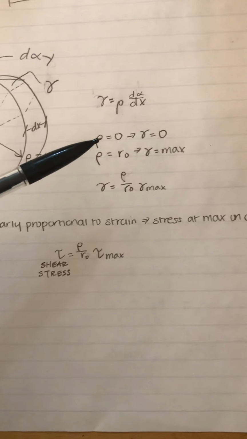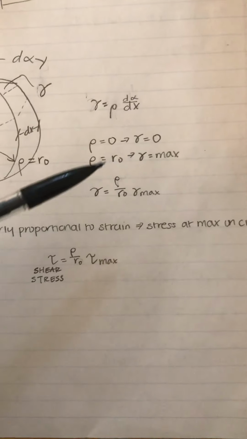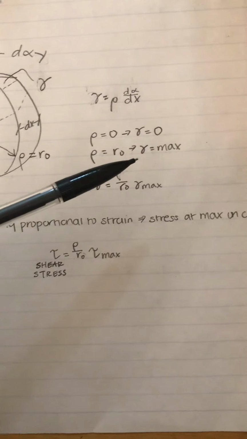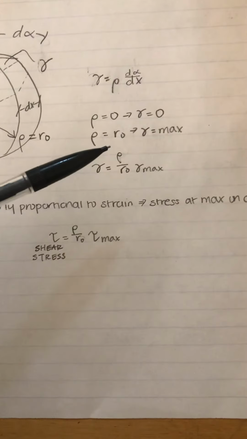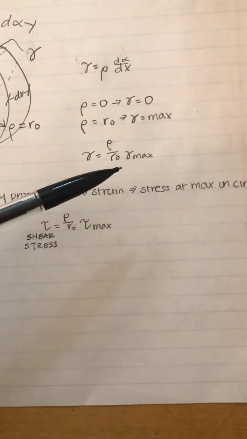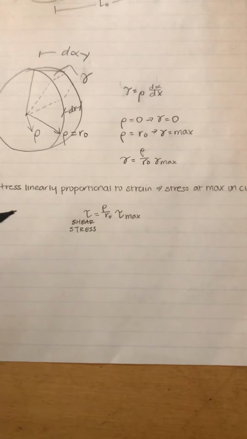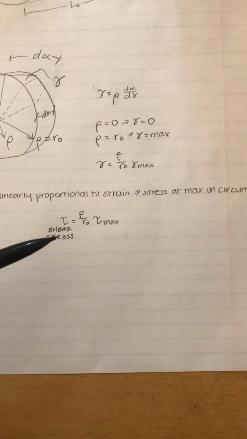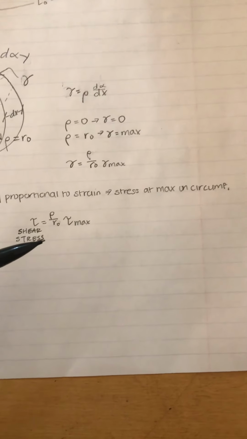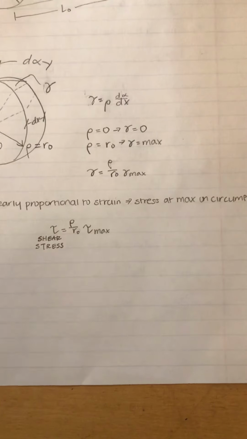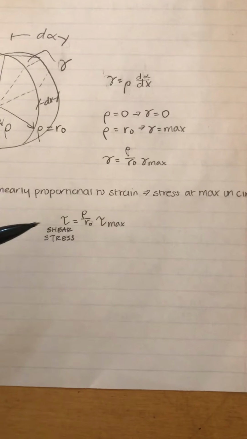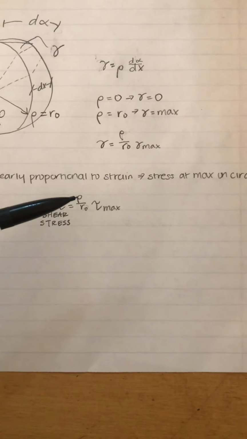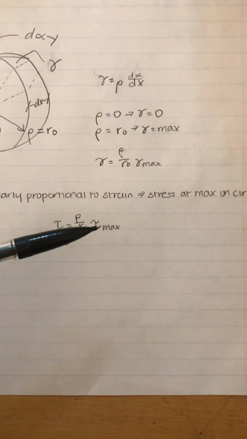So when rho equals 0, gamma equals 0. And when rho equals RO, gamma equals the max. So from this information, we can tell that gamma equals rho over RO times gamma max. So stress is linearly proportional to strain, so therefore stress is at a max on the circumference of the circle. And from this information, we can set up a similar equation to the gamma one with tau, which represents shear stress, equal to rho over RO times tau max.